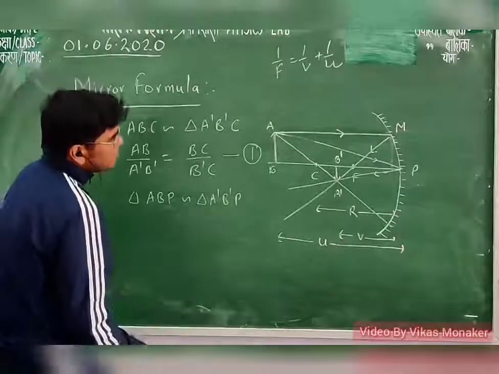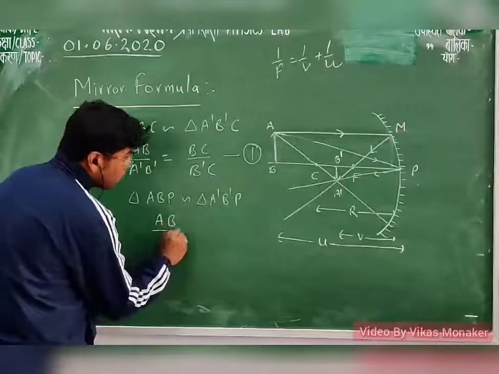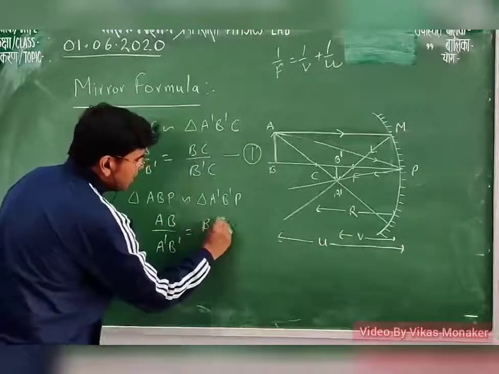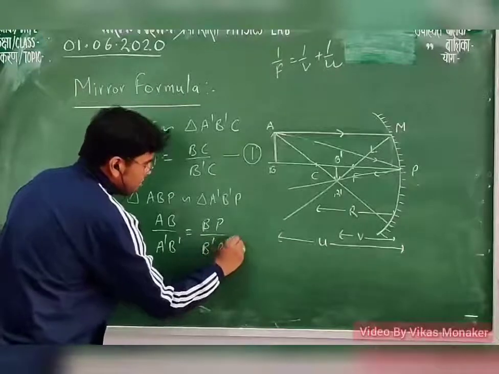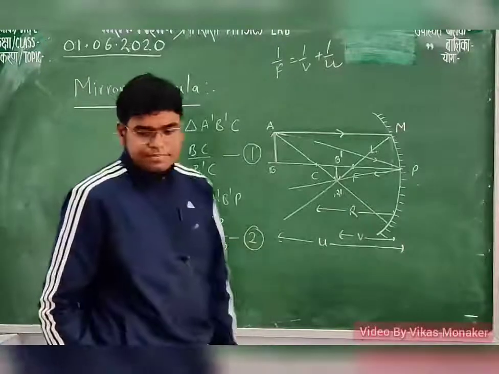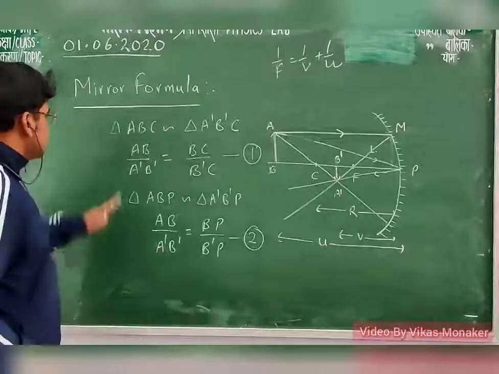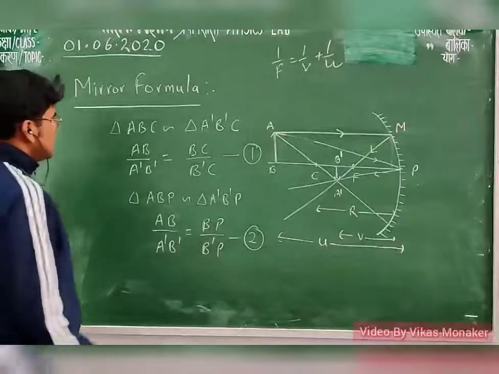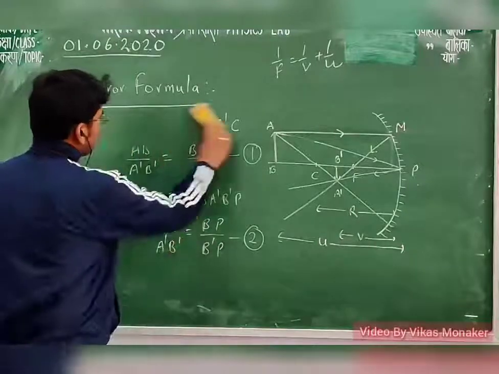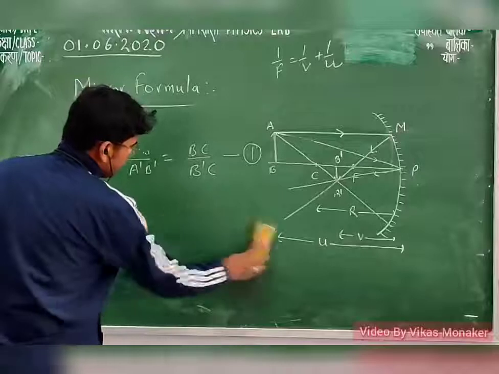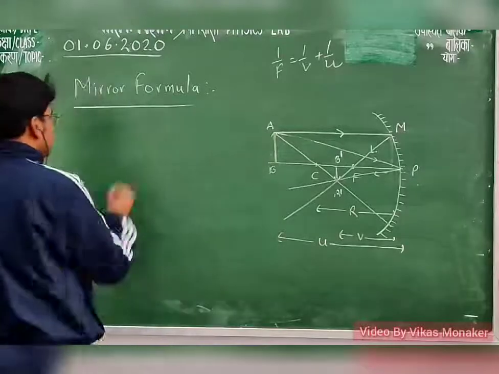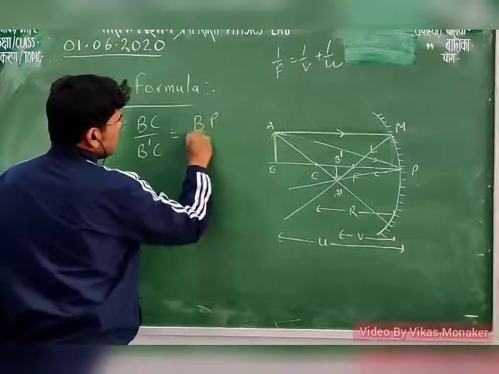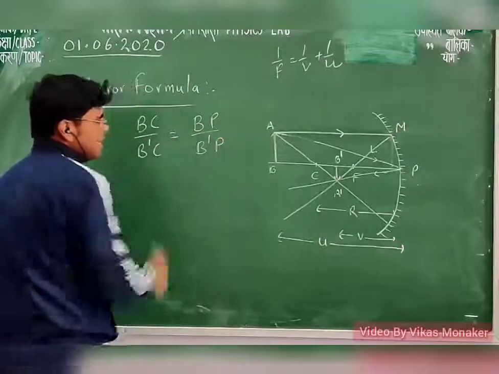So again, we may apply the same property: AB upon A'B' should be equal to BP upon B'B. Equation number 2. Now the left hand side of both the equations are equal, so we may equate the right hand sides. Comparing 1 and 2, what can we get? BC upon B'C, that should be equal to BP upon B'B.